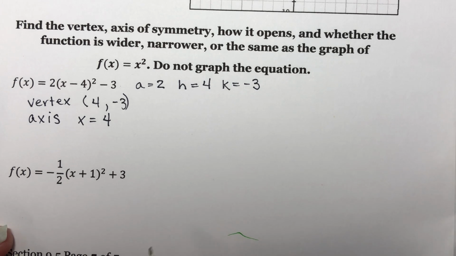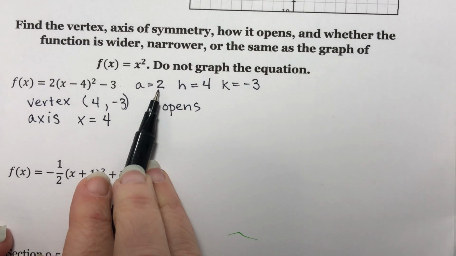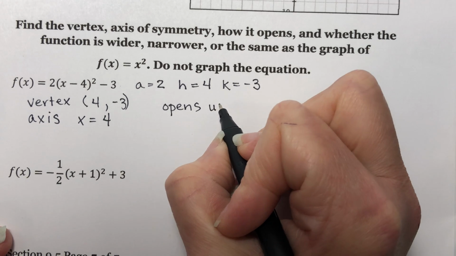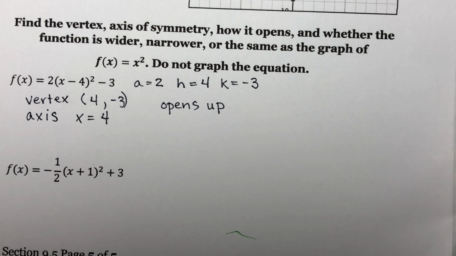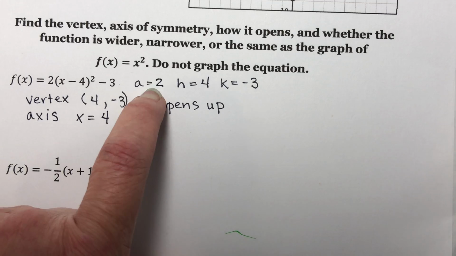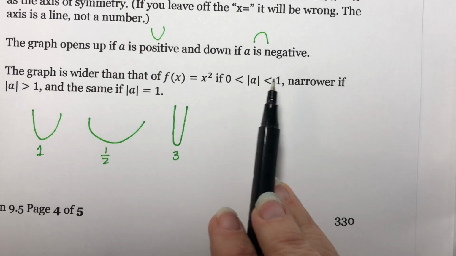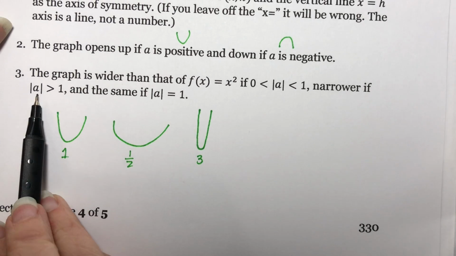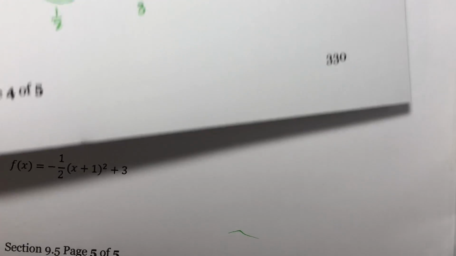Okay? How does it open? We look at our A value for that. 2 is a positive number, so it opens up. Okay, now is this thing going to be wider, narrower, or the same? It again depends on our A value. A is 2. Okay, is it between 0 and 1? 2 is not between 0 and 1. 2 is larger than 1. And if it's larger than 1, our graph is going to be narrower.